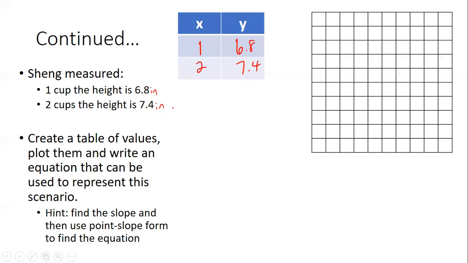Okay. All right, now, when we're graphing this, do we have to worry about negatives? No, because you can't have a negative height of cups. Does that make sense? So therefore, we're only focused in quadrant 1.